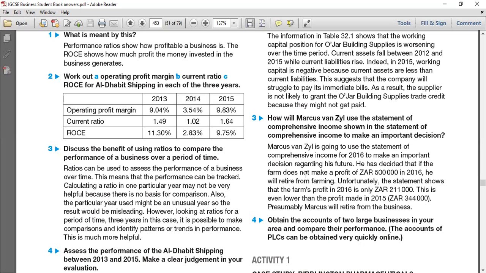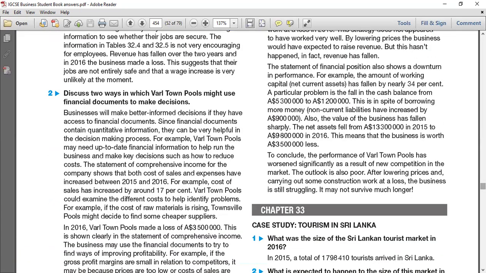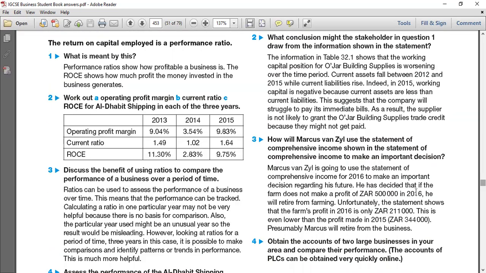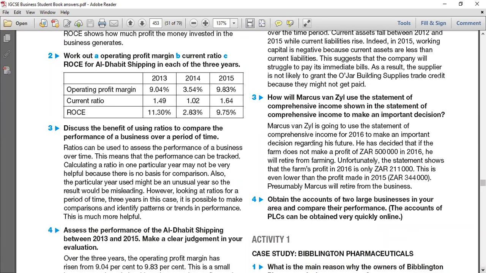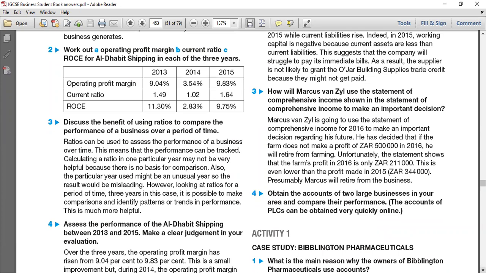Now we can see the benefits of using ratios to calculate the ROCE. Ratios can be used to assess the performance of a business over time. This means that the performance can be tracked. Calculating a ratio in one particular year may not be very helpful because there is no basis for comparison. There is no basis for comparison if you calculate for an individual year. Also, the particular year used might be an unusual year, so the result would be misleading.